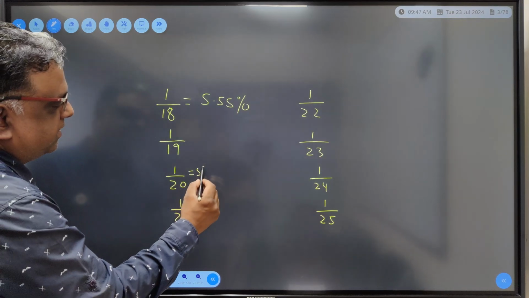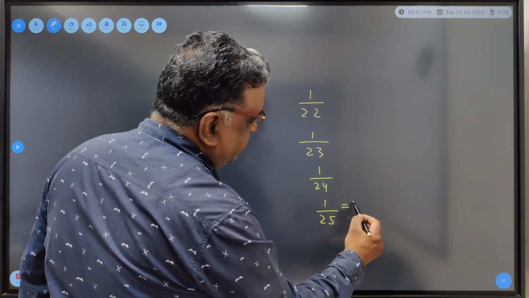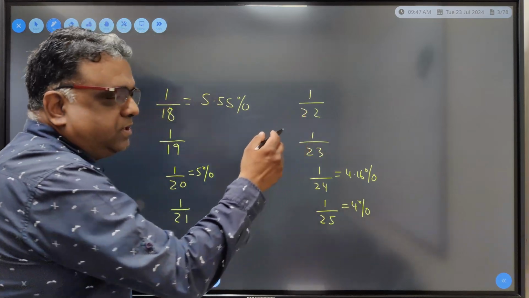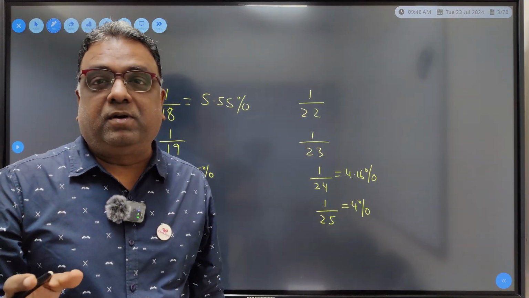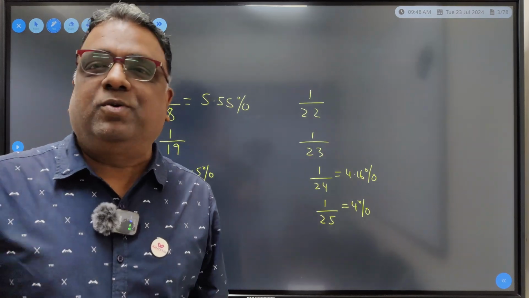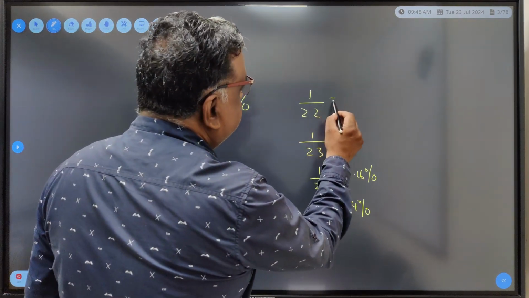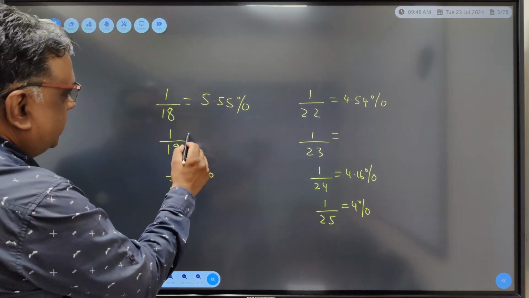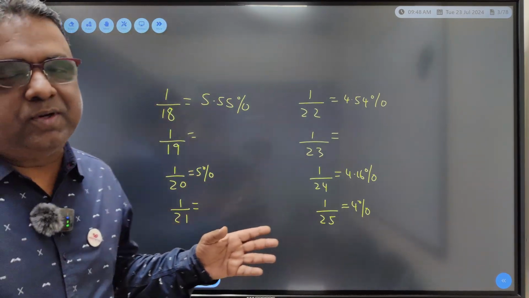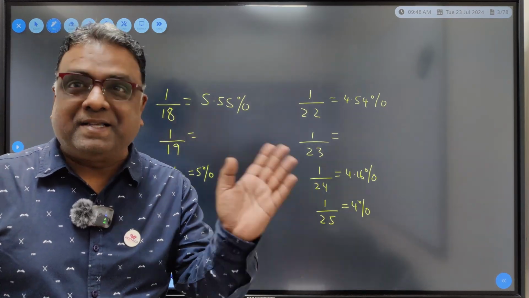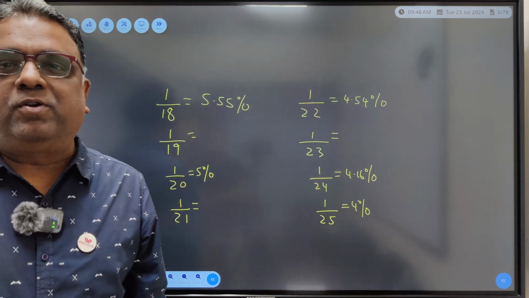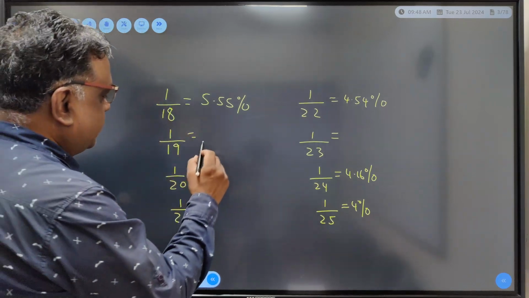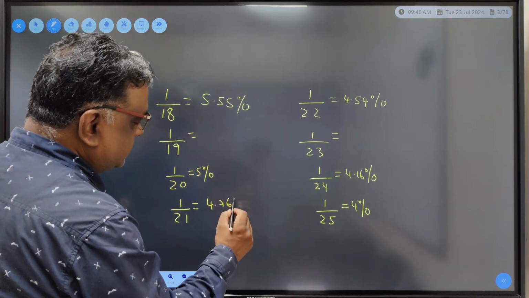So 1 by 20 we know it is 5%. 1 by 25 we know it is 4%. 1 by 24 is 4.16%. 1 by 22 is half of 1 by 11. 1 by 11 is 9.09%. So this should be 4.54%. 1 by 23 we will see. 1 by 21 is 1/3 of 1 by 7. 1 by 7 is 14.28. So 14.28 divided by 3 will come to approximately 4.76%.